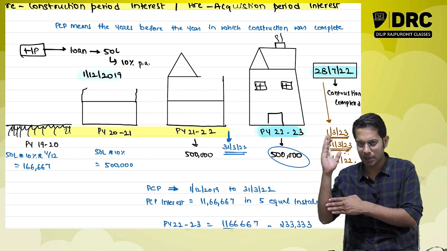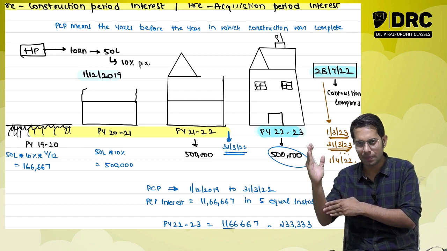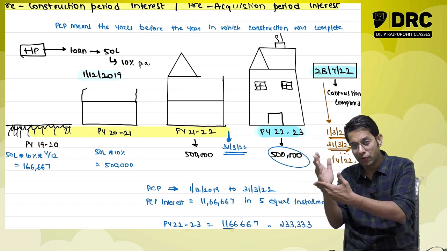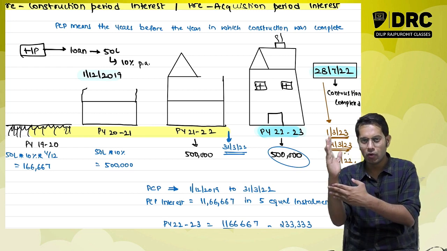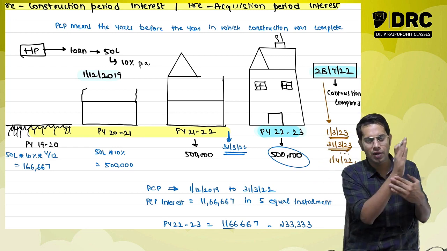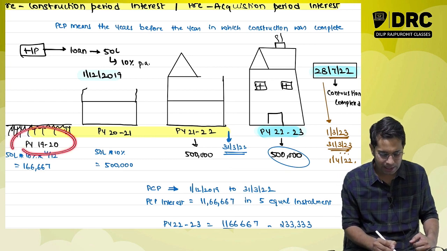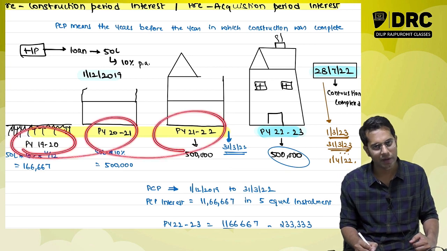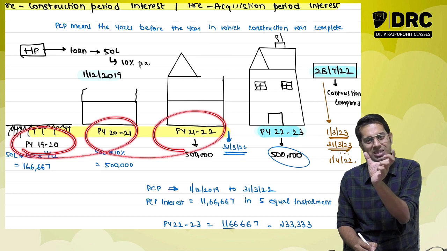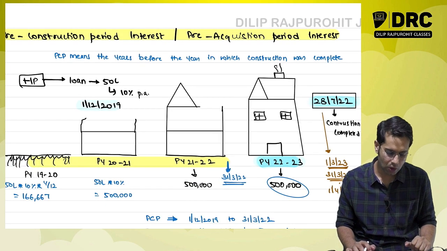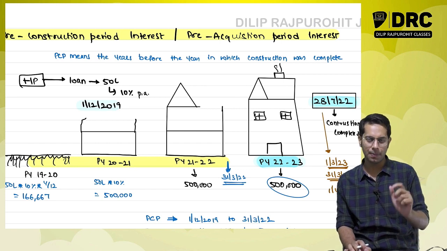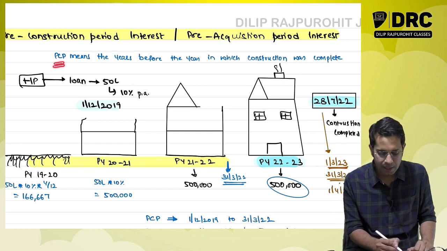So for example, in the present case, construction got completed in the previous year 22-23. Before 22-23, what are the different previous years? It is 19-20, 20-21 and 21-22. These 3 years period will be taken as pre-construction period. I'll repeat. What do you mean by pre-construction period?